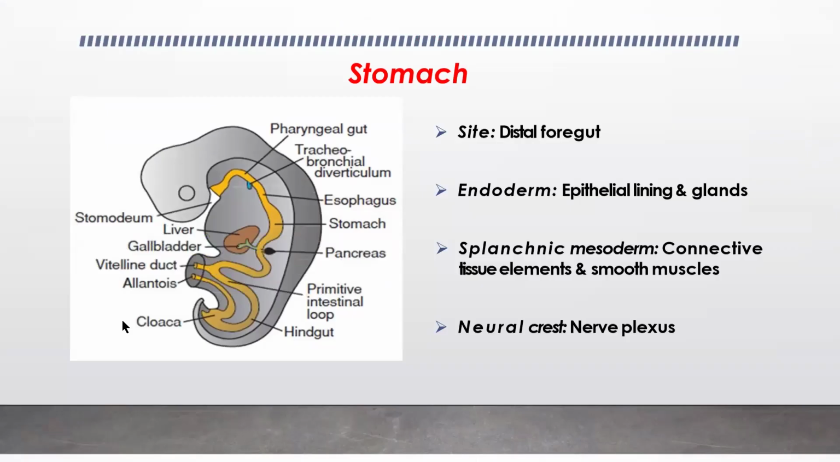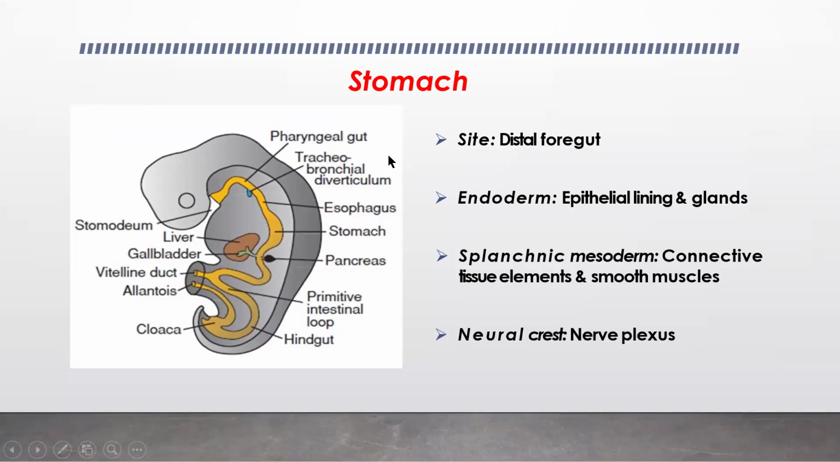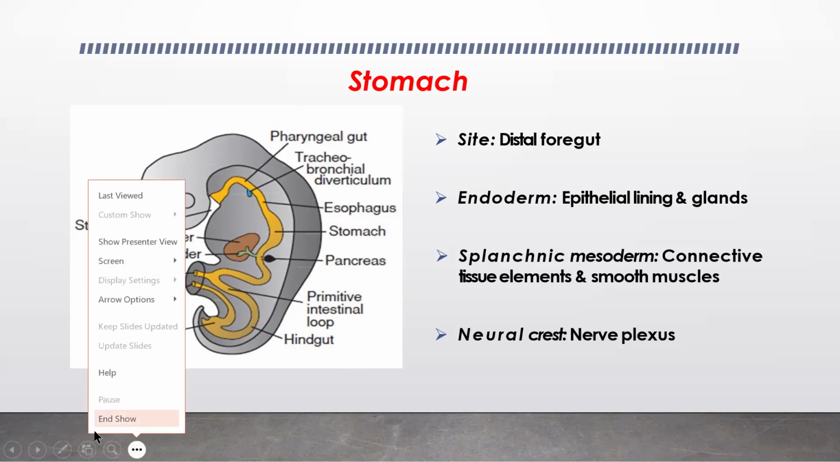So for the stomach, it will develop from the distal part of the foregut. Remember at this point, we say the stomach is a derivative of the foregut. So it will be coming from the distal aspect of the foregut. The tissues of origin will remain the same: endoderm giving us the lining epithelium and the glands, mesoderm giving us the connective tissue and the smooth muscles, and then the neural crest giving us the nervous plexus.